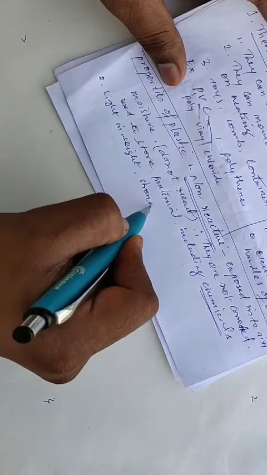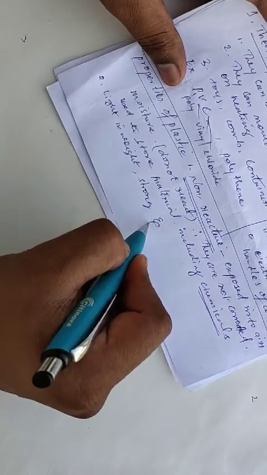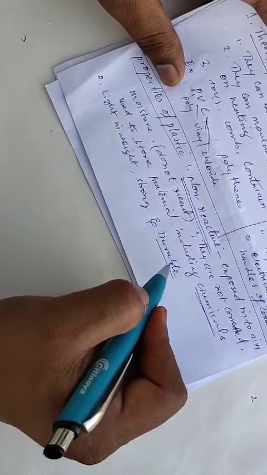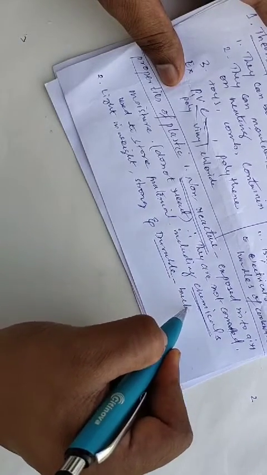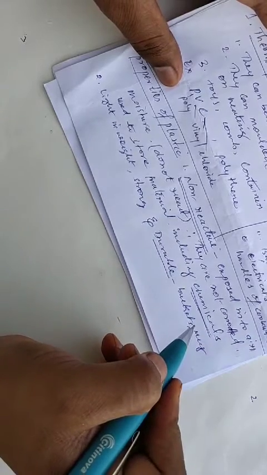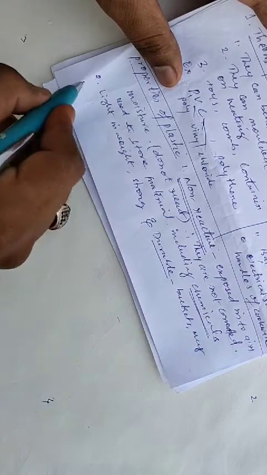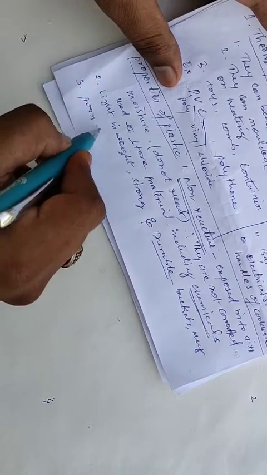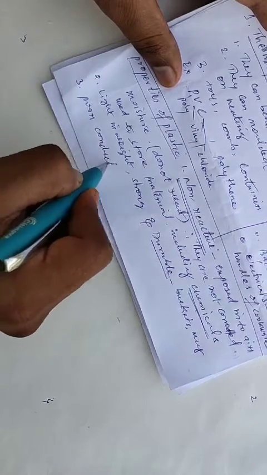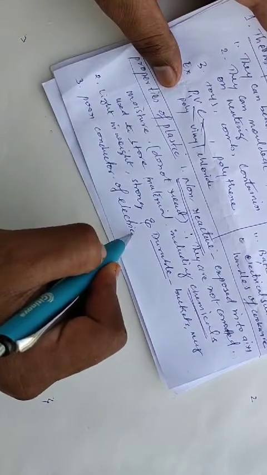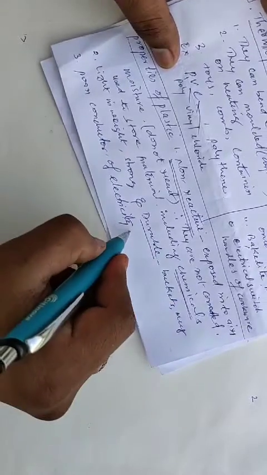Strong also. They are strong and durable. They run for a long time. That is why they are used to make buckets, mugs, or the items which we use in daily life. The third main important property is they are poor conductors of electricity.